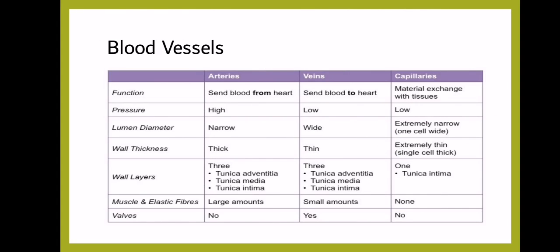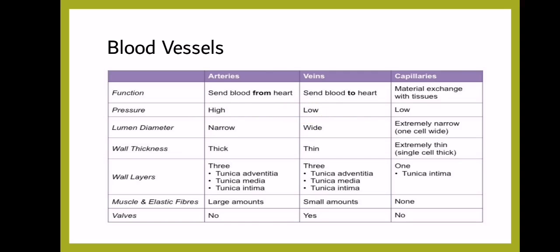Now we can see a general comparison between the blood vessels. Arteries are the ones that carry the blood away from the heart. Veins carry the blood towards the heart. Capillaries are actually the site of exchange of material. Now generally the pressure is very high in arteries and low in veins and capillaries.